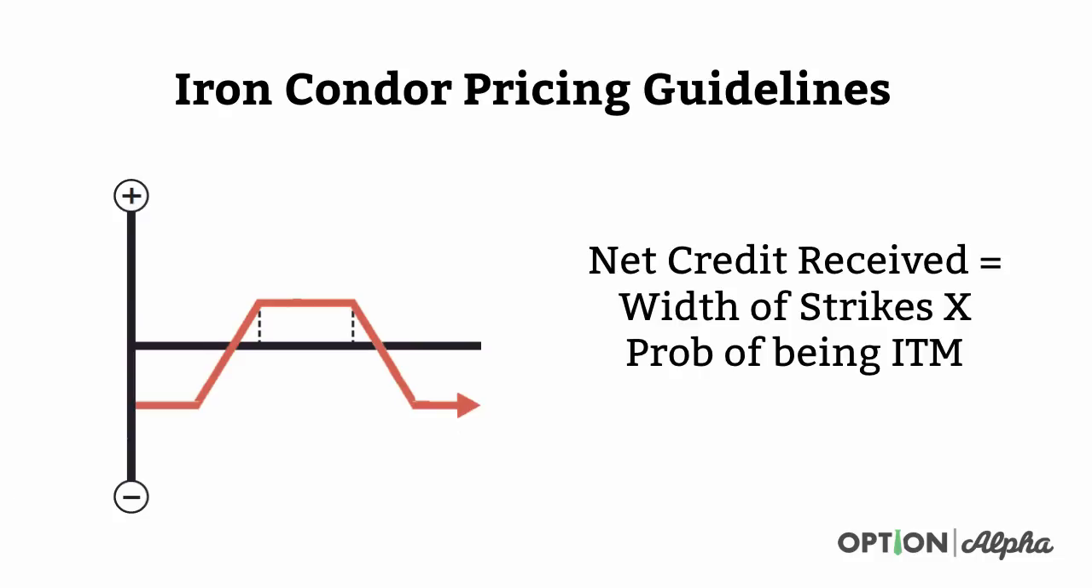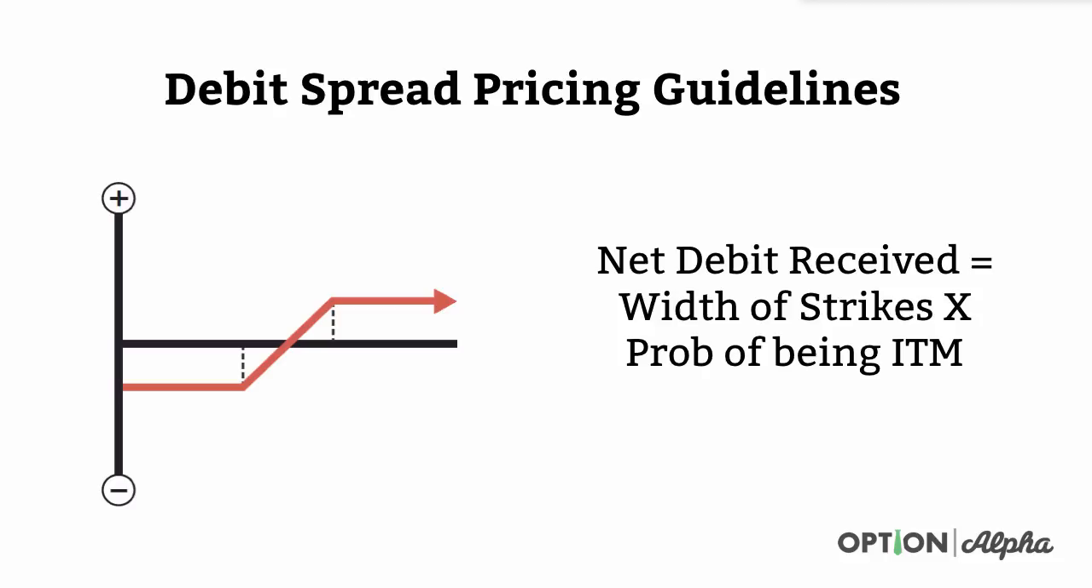So hopefully that was a good little example for iron condors. If the trade was paying out, say, $1.35, we wouldn't be getting enough premium to compensate us for the risk in the trade. So in that case, we would skip the trade or not make it or try to look for something different. If we're doing a debit spread, we want to look for a net debit that's equal to the width of the strikes times the probability of being in the money, which is very similar to everything else, except we're looking for a net debit in this case.